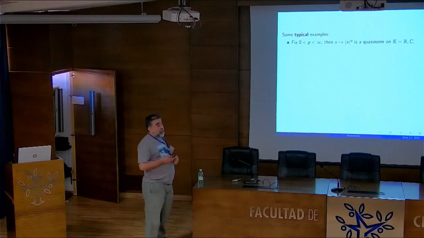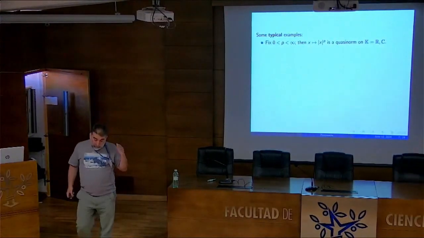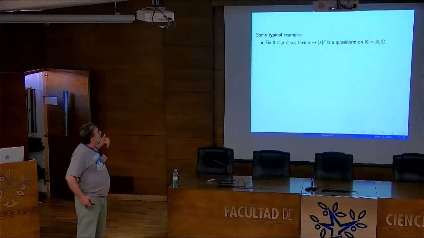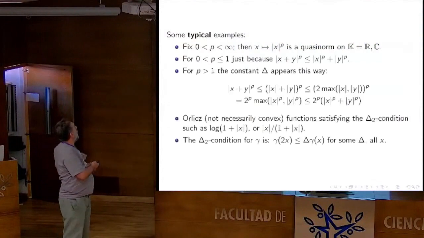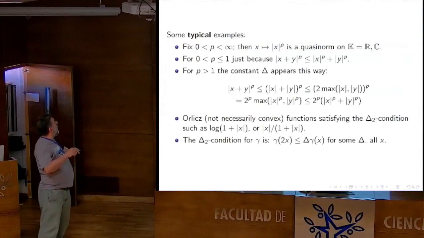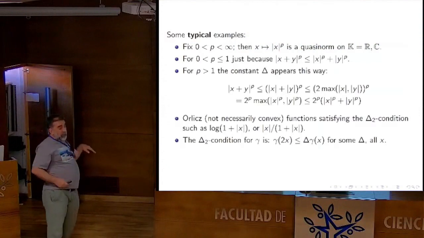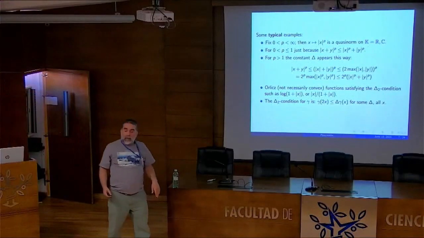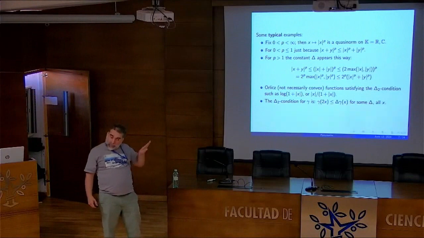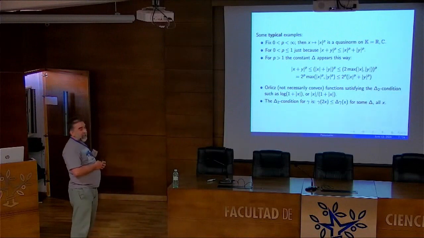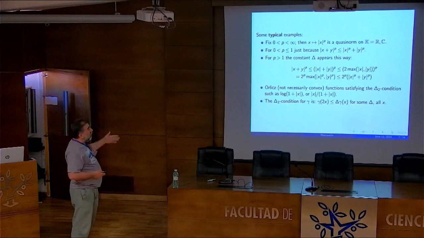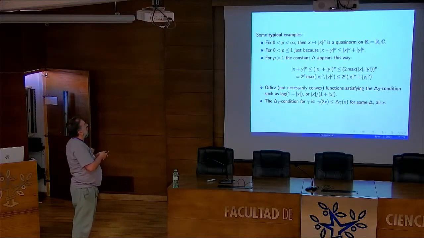Let me present some very typical and easy examples. The simplest ones are the ground field with the powers. Well, this is a quasi-norm on the ground field for any p. For p less than 1, this is clear because this is even subadditive by concavity. And the difficult case is when p is greater than 1. And then the constant for the quasi-norm appears in this string of inequalities, all of which are obvious.